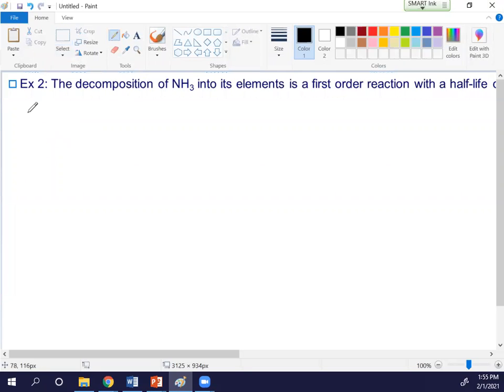Okay, so we have the same two equations: ln of AT over AO equals negative KT, and T1/2 equals ln2 over K. So what equation are you wanting to use? Valen says the first one. Okay, so we'll go with Valen here.